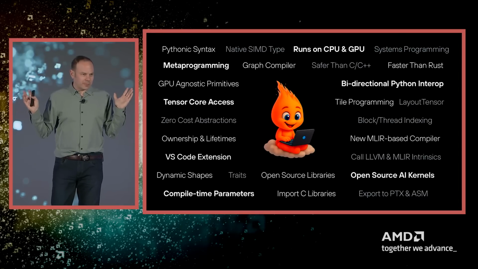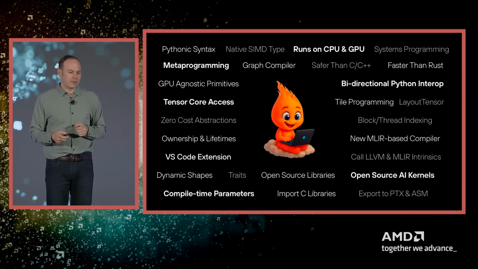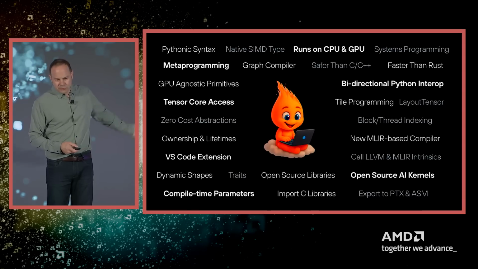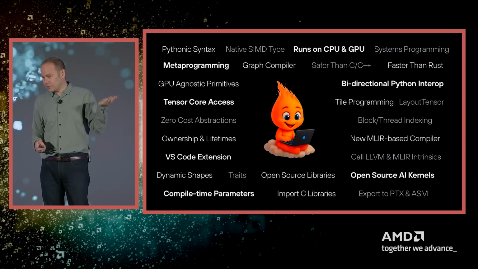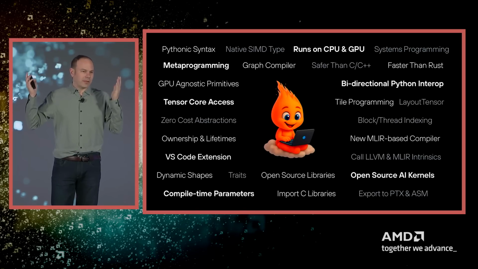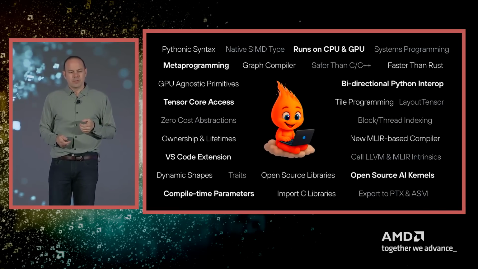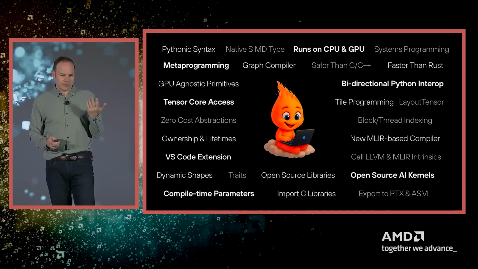Now, of course, I don't have time to talk about everything. There's a tremendous amount of awesome stuff in Mojo. If you're interested, please do check out our webpage. Go to modular.com and you can look up Mojo. Things like zero-cost abstractions. Yes, it's faster than Rust, even on CPUs. Full dynamic shape support, you can get layout tensor, tile-based programming, like all the cool stuff that you'd expect from a modern system.